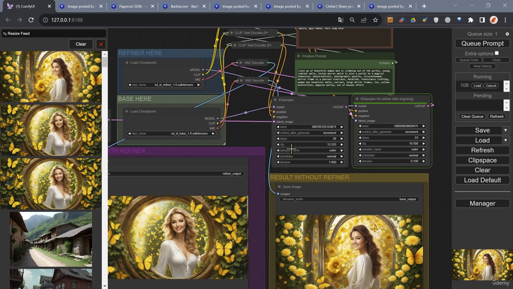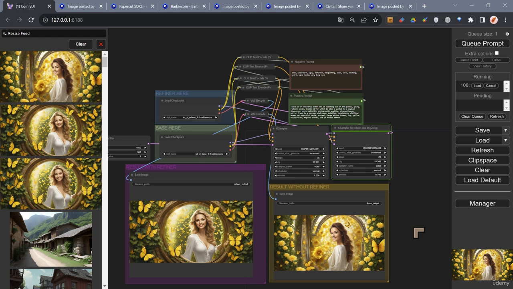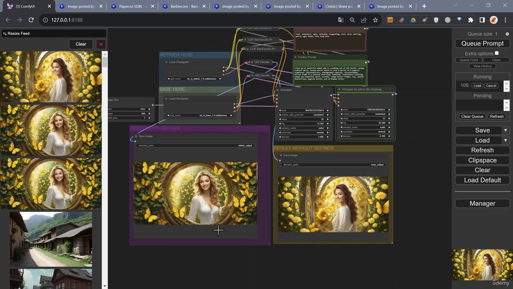So it's actually taking a base model and then putting it into a similar process for the refined model. This is non-standard, but what I wanted to do was to give you this particular template because it actually produces pretty good results, even though it's not really how we should be using SDXL.